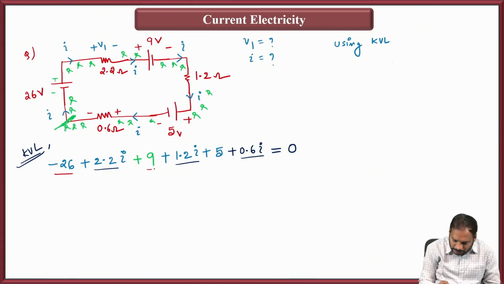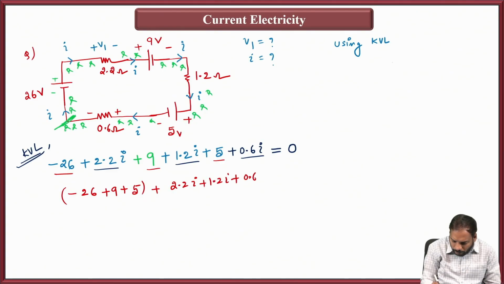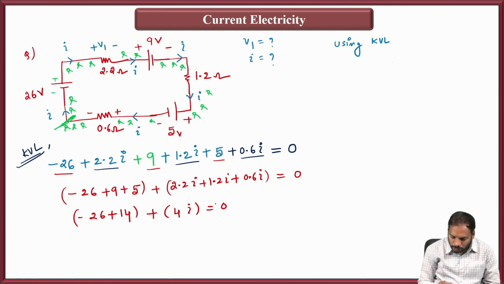Okay, so now we'll try to go ahead: 2.2, 1.2, 0.6, and I'll show this with a different color. Minus 26 plus 9 plus 5, plus 2.2i plus 1.2i plus 0.6i is equal to 0. So this is minus 26 plus 14, plus, so this is how much? 4i. So 2.2, 1.2, 0.6 gives 4i.